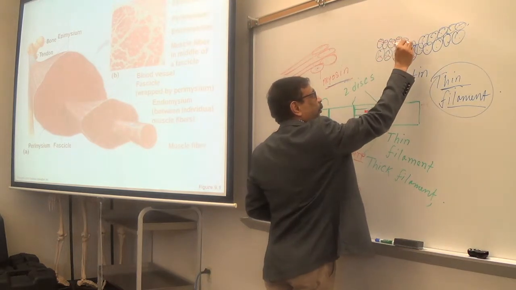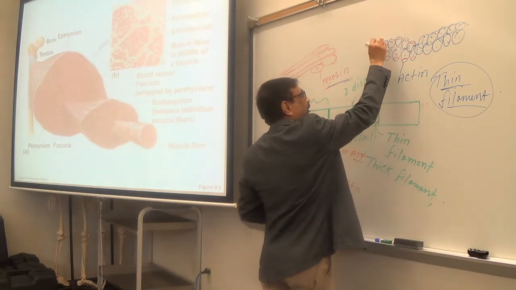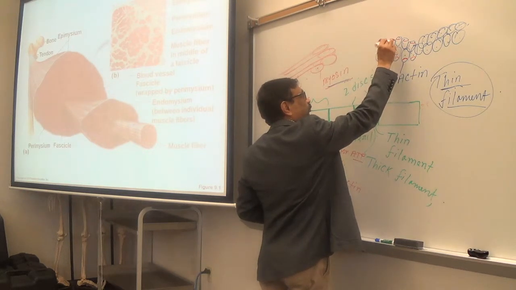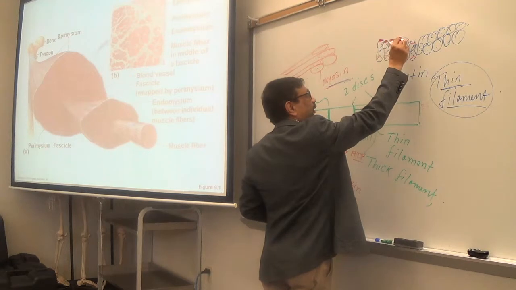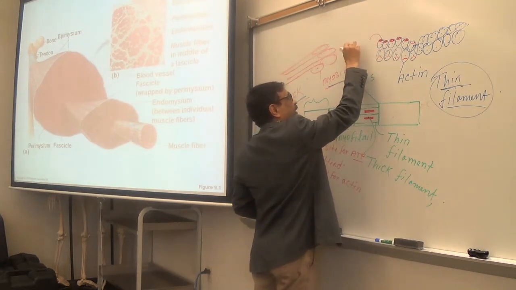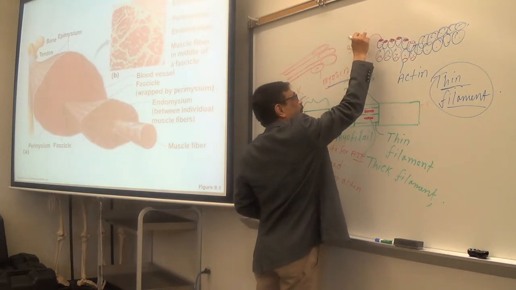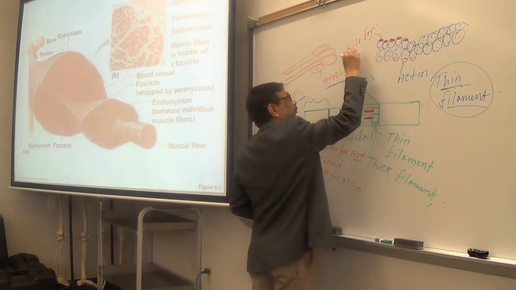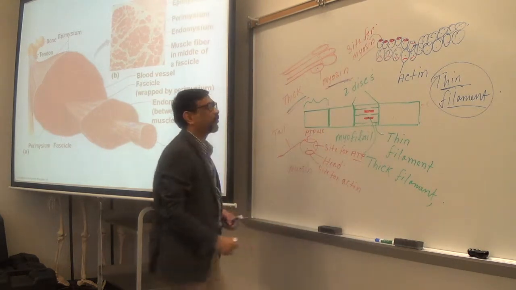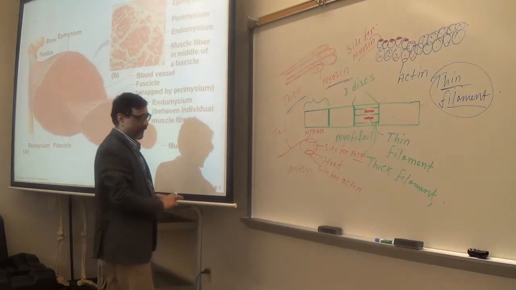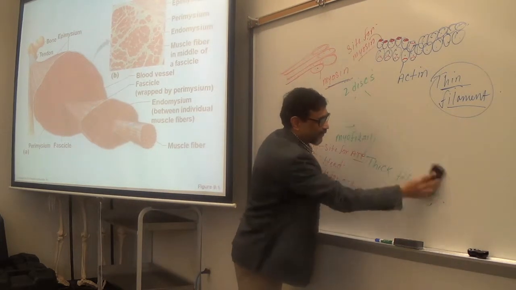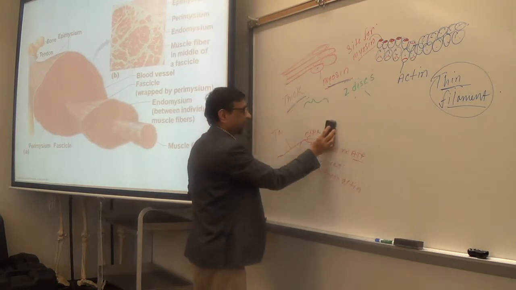On the actin ball, you have only one binding site, okay? This is the binding site on the actin ball, and this site is called the site for myosin. Okay, site for myosin. Now let's see what happens during contraction.